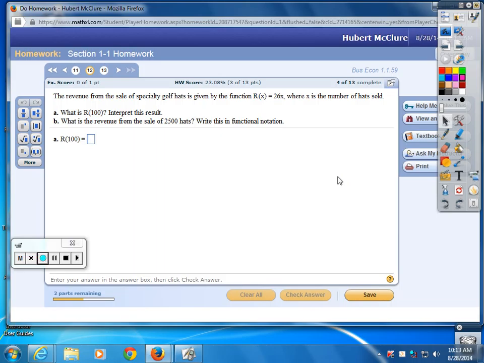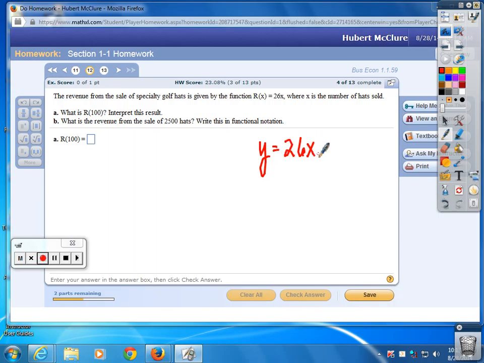Now, anytime, and you can write this down in any algebra, anytime you're given a formula and it says f of x is equal to 26x, somewhere down the line, they're going to tell you to figure out what f of x is. Now, I'm going to make this easy for you. This is another way of writing y is equal to 26x. Does anybody have a problem with that? It's the same thing. R of x, f of x is the same thing as y is equal to. All right?